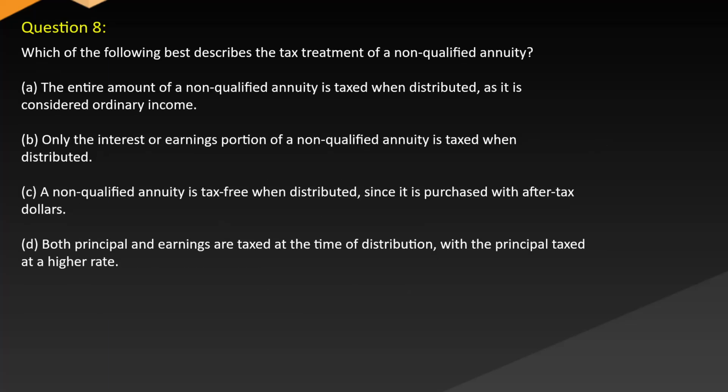Question 8. Which of the following best describes the tax treatment of a non-qualified annuity? A. The entire amount of a non-qualified annuity is taxed when distributed as it is considered ordinary income. B. Only the interest or earnings portion of a non-qualified annuity is taxed when distributed. C. A non-qualified annuity is tax-free when distributed, since it is purchased with after-tax dollars. D. Both principal and earnings are taxed at the time of distribution, with the principal taxed at a higher rate.